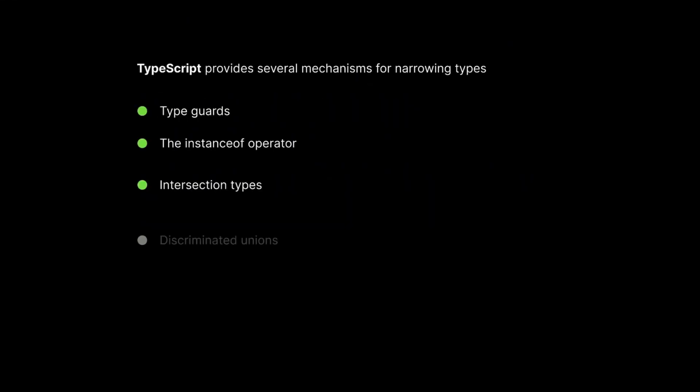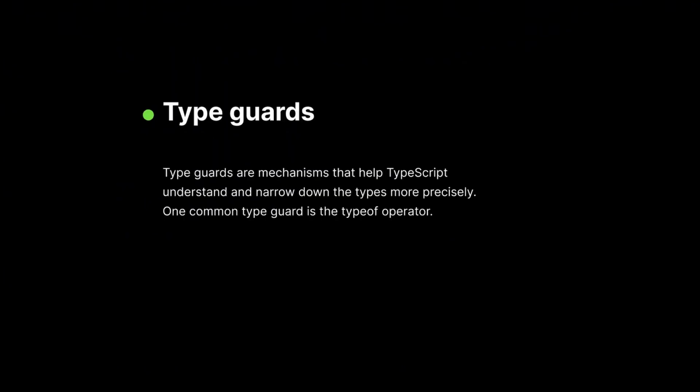There are a lot of ways to achieve type narrowing, but in this specific section we are going to be just learning about type guards, instanceof, and also the in operator types. Okay, so now let's start from the first one, which is type guards. Type guards are mechanisms that help TypeScript understand and narrow down the types more precisely, and one common type guard is the typeof operator right here.